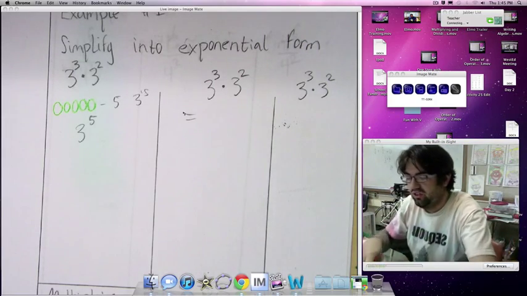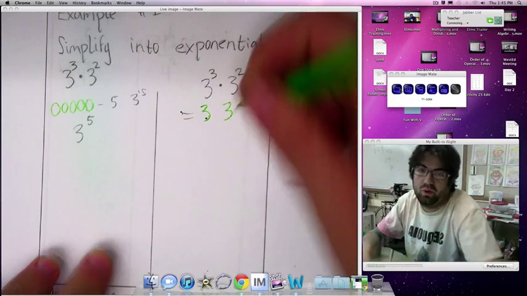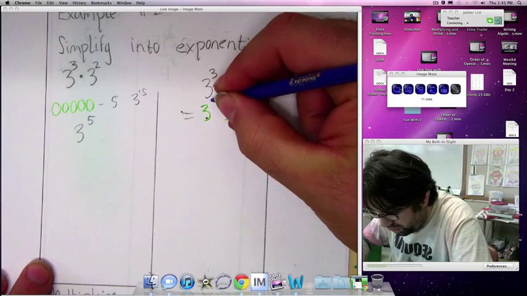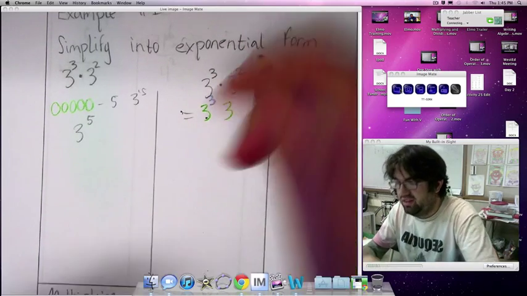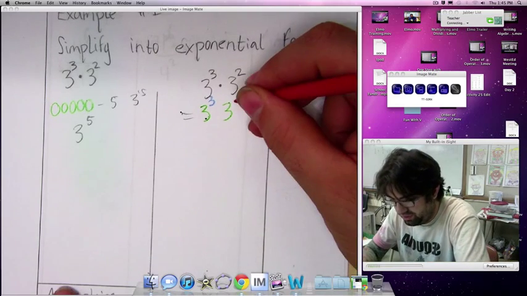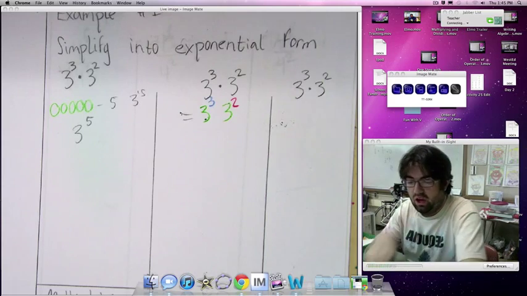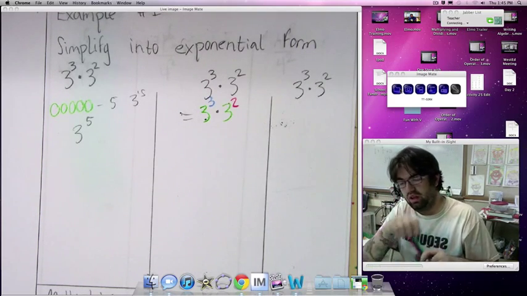I'm going to rewrite this. I'm going to use the same color for the base. This is 3 and that's 3. I'm going to use the same color. I'm going to use one color for this exponent and a different color for the other exponent because they're different. Okay? With me so far? And they're multiplying together. That operation is very important.